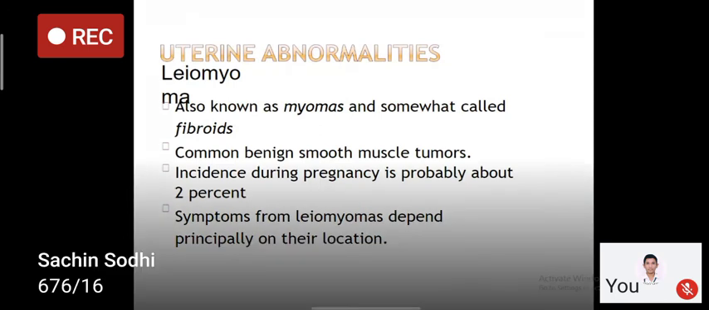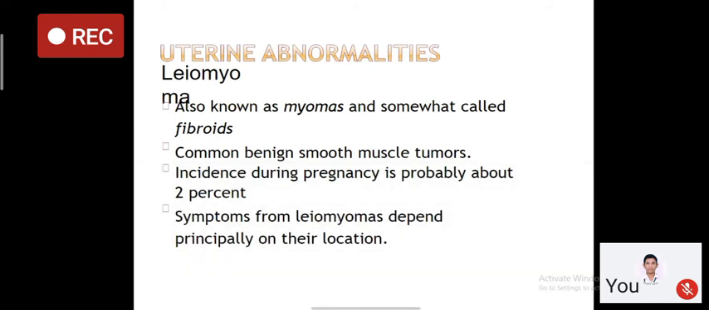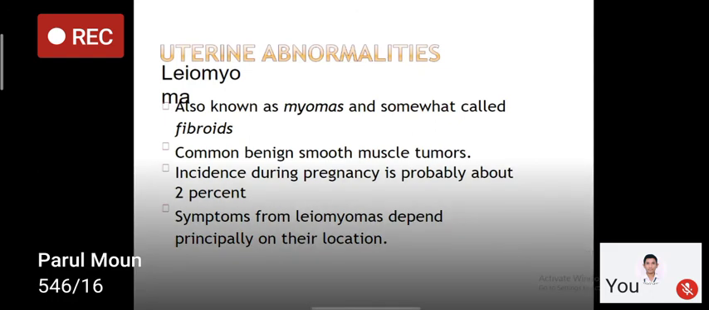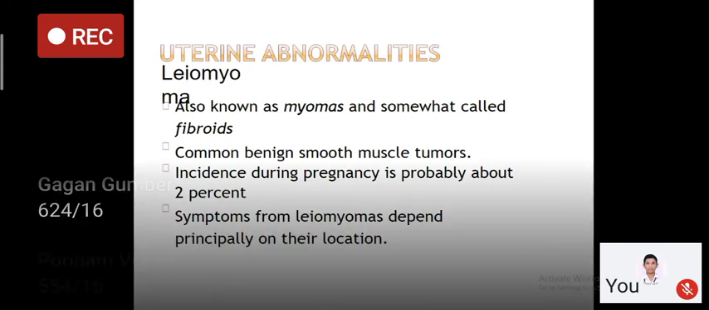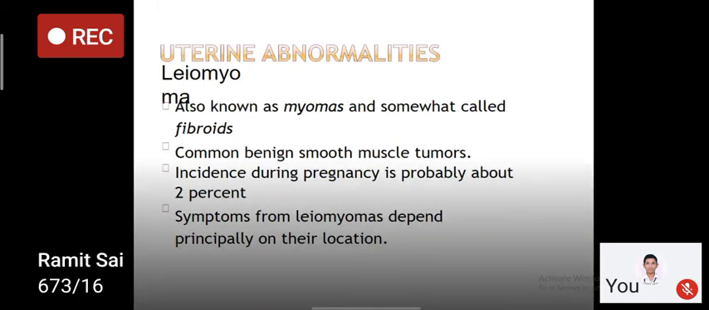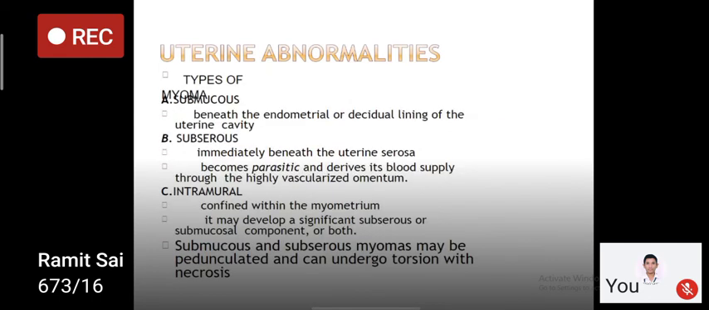Leiomyoma. What is leiomyoma? It is an acquired abnormality. It doesn't start with birth. It is also known as myoma and somewhat called fibroids, which is the most common name for the leiomyoma. It is a benign smooth muscle tumor. Incidence during pregnancy is probably about 2%. Symptoms from leiomyoma depend principally on their location.